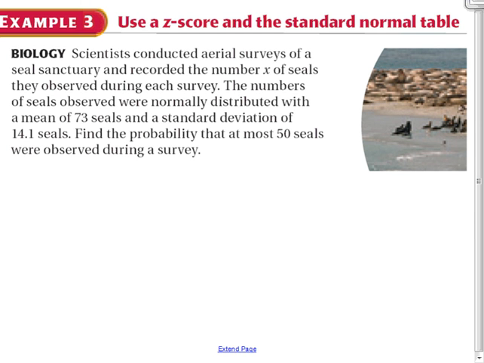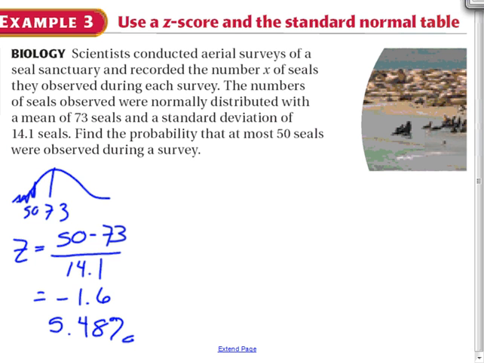So read this example and go through it, and we're going to do this both ways. We're going to do our normal table, and then you're also going to punch this into your calculator. So pause this, do your normal table, and then we'll go through it with your calculator. When you use your table, convert it to my z-score, got negative 1.6. Looked at my table, got 5.48%.